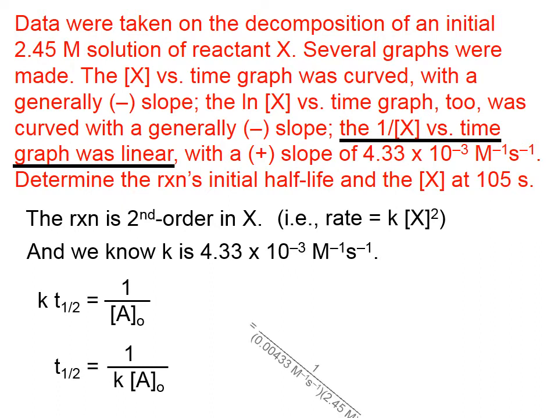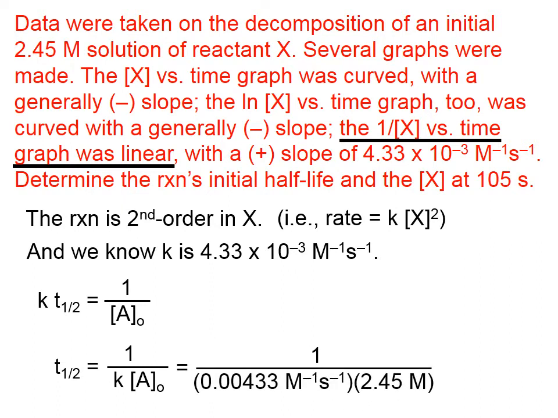If we do a little algebraic manipulation and solve that for the half-life, we get that the half-life will be equal to 1 divided by the rate constant and divided by the initial concentration, and so we can calculate the initial half-life to be 94.3 seconds. That half-life will change as time goes on, but that's its initial half-life.